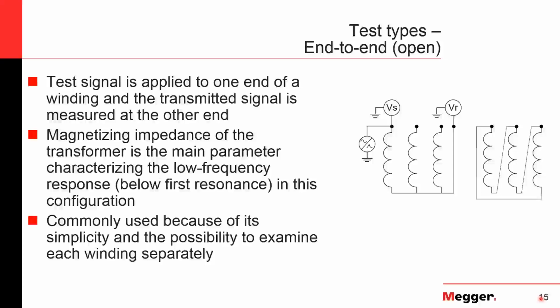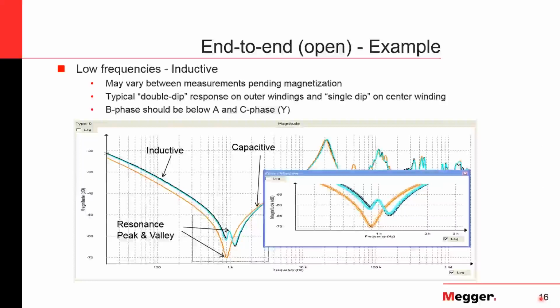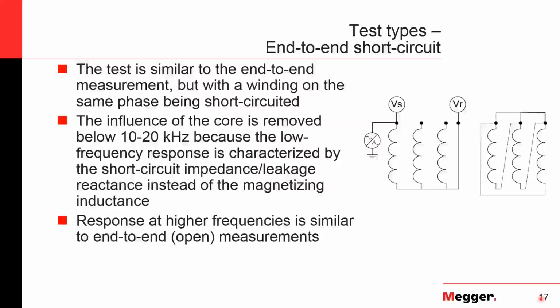The next test that you can do is what we call an end-to-end short circuit test. One thing I'll mention is on the end-to-end open test, we call it open because every other terminal on that transformer is left open. You don't have anything shorted, you don't have anything grounded. You're only connecting to those two sides of the winding on opposite sides of it, and everything else is floating.